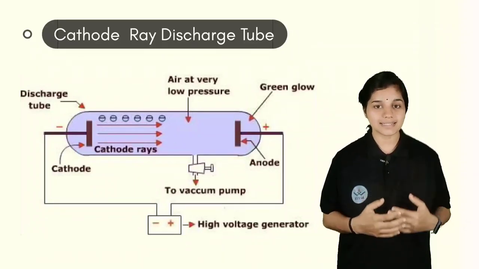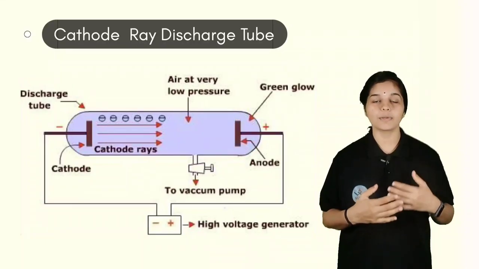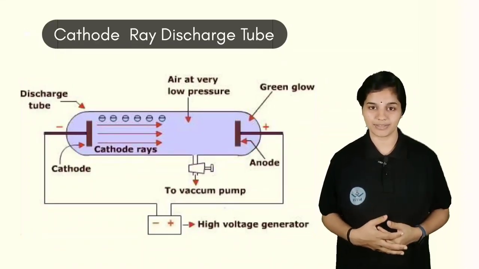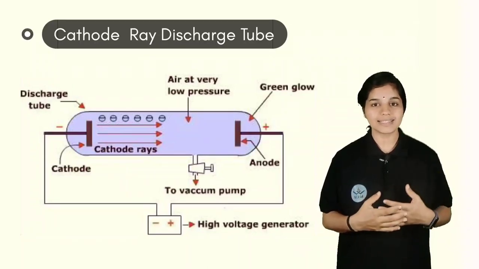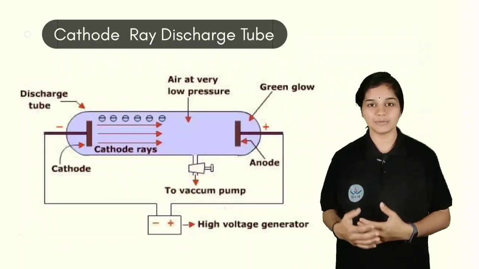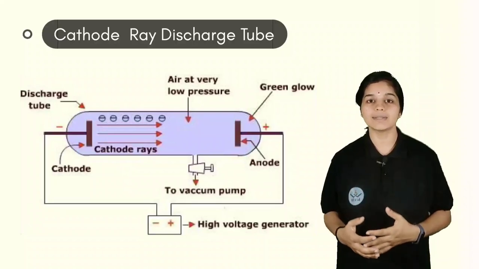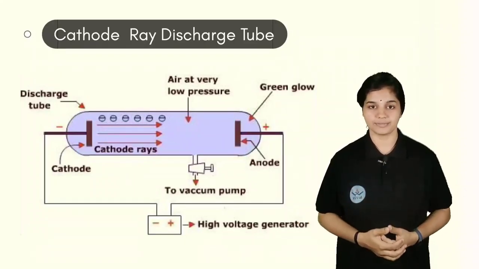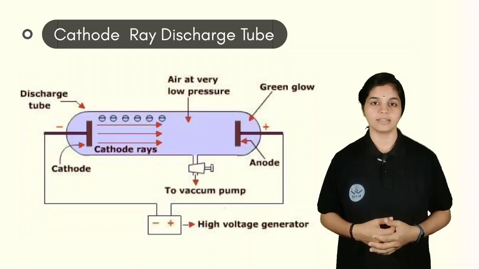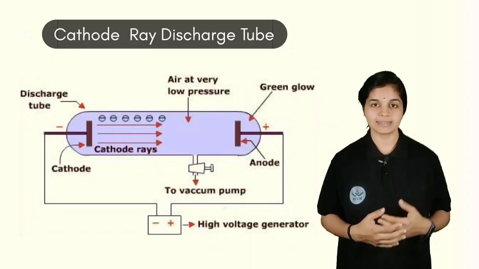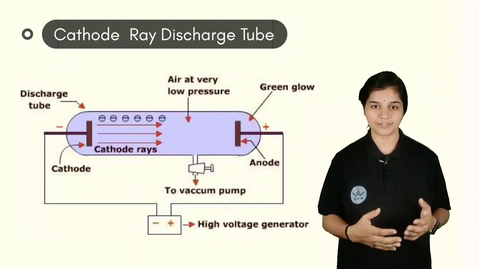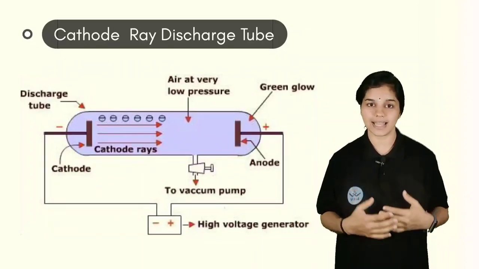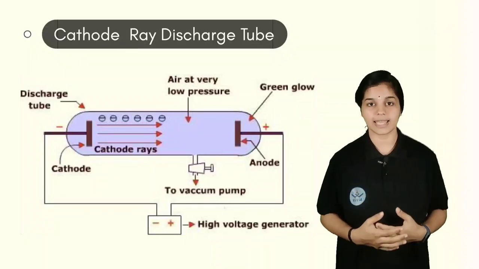The electric discharge was observed at low pressure of the gases and at high applied voltages. During this electric discharge, electricity would flow by the stream of particles traveling from cathode to the anode. These stream of particles that move from negative electrode, that is cathode, to the positive electrode, that is anode, is the cathode rays.